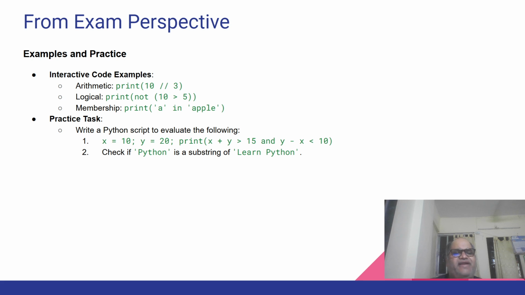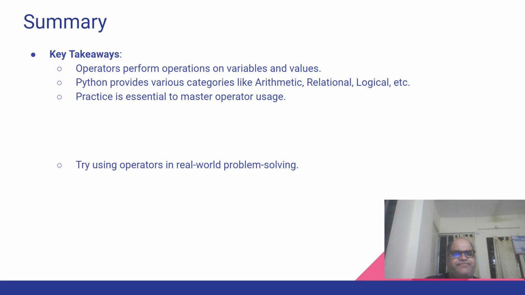Apple is a string and A is present in apple, right? So what will it result in? True. You can now try x is 10, y is 20, print x plus y is greater than 50, y minus x is less than 10. What will happen? x plus y will be 30, 30 is greater than 50? No. So you got false. If one is false, then straight away your output will be false because of the logical operator and. Then you have to check if Python is a substring of learn Python. Yes, right? So Python is in learn Python, and that is true.